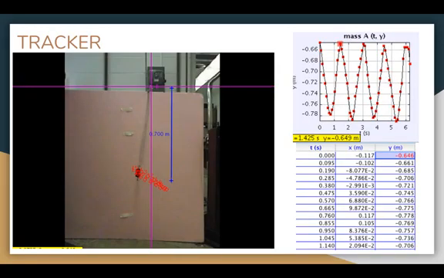Here in Tracker, we can see that the origin of axes is set at the point where the start of the spring is, and that the spring extends to 0.7 meters when the mass is on it, and oscillates in the horizontal direction and in the vertical direction.